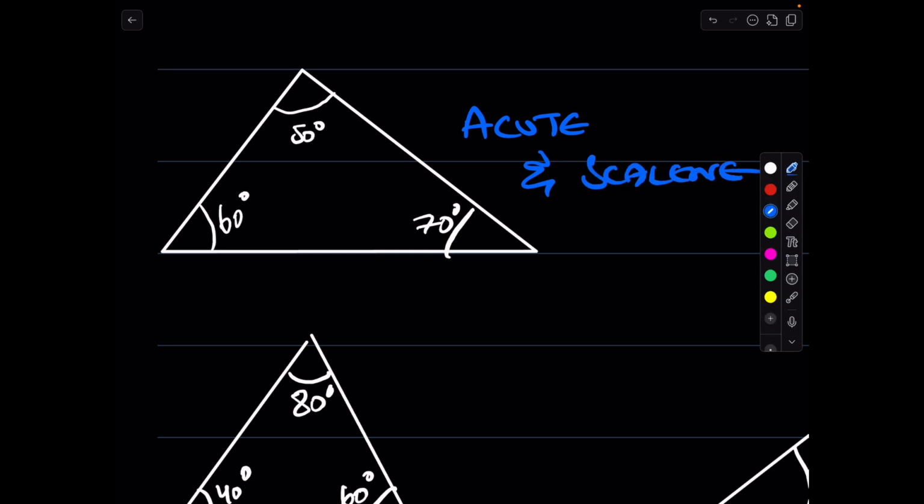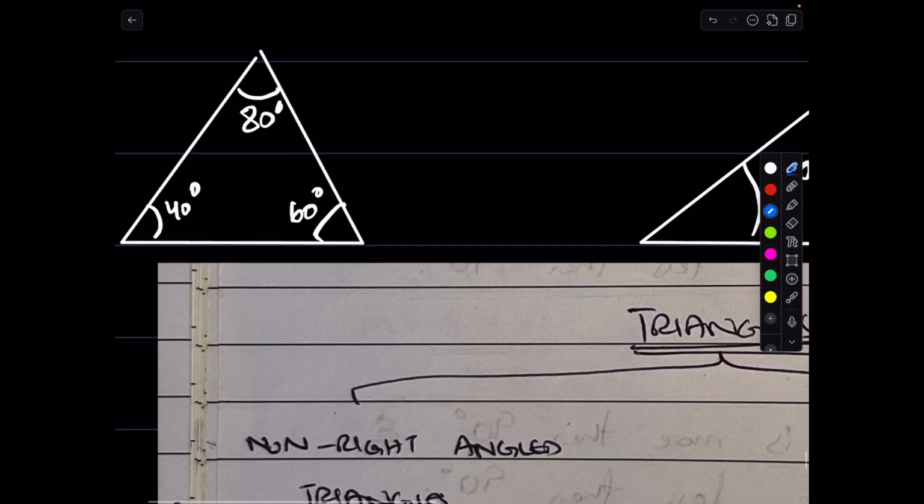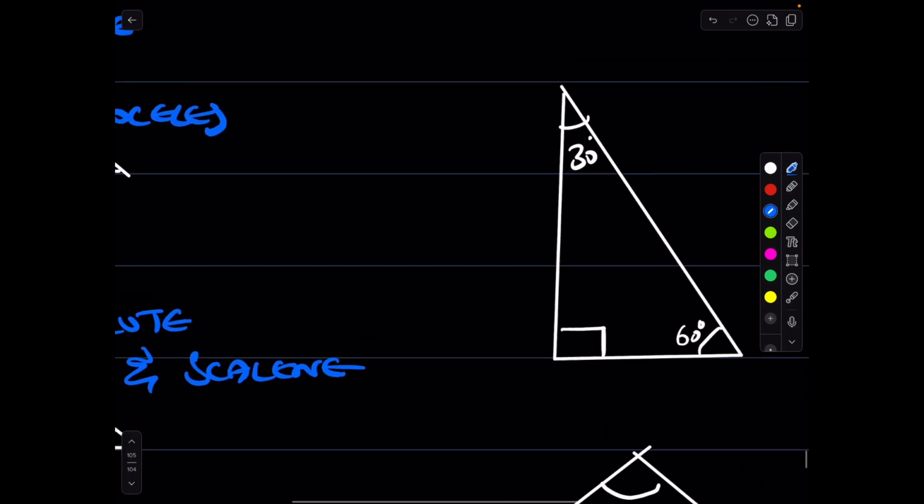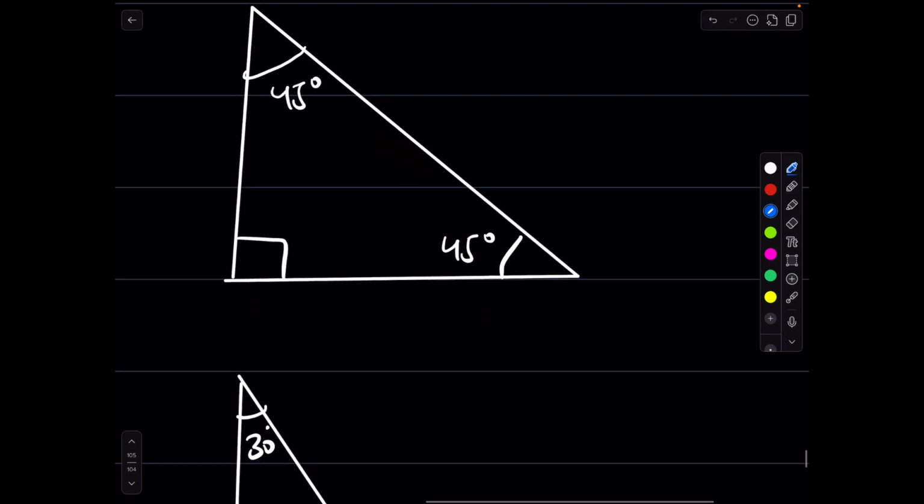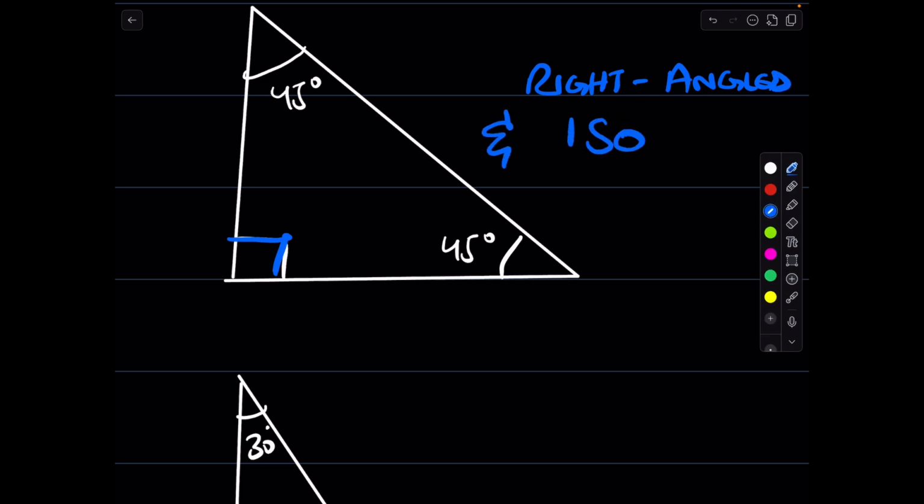You guessed it right. Then we have this triangle, 80, 40 and 60. All angles are different, thus it is a scalene triangle, and all angles are less than 90 degrees, thus this is an acute angle triangle. Let's say if we have this 90-degree angle, thus this triangle is right angle, and we have two angles of 45 degrees. Thus this triangle is also an isosceles triangle.